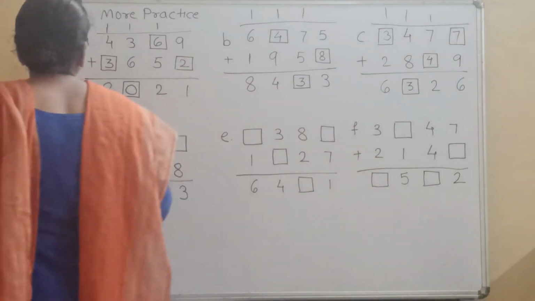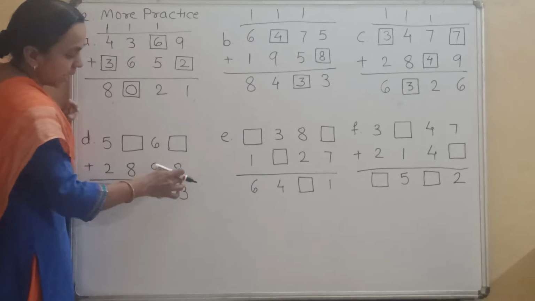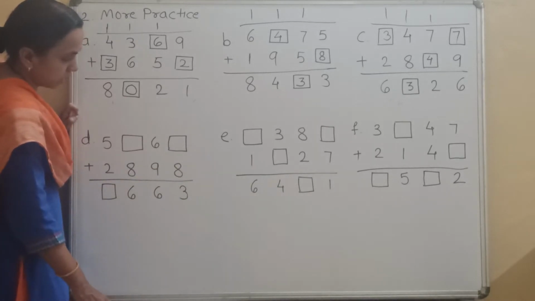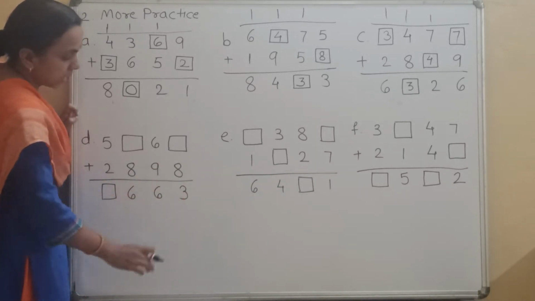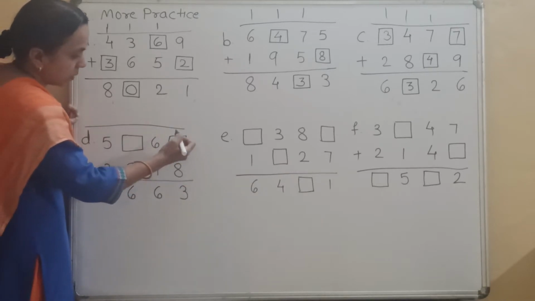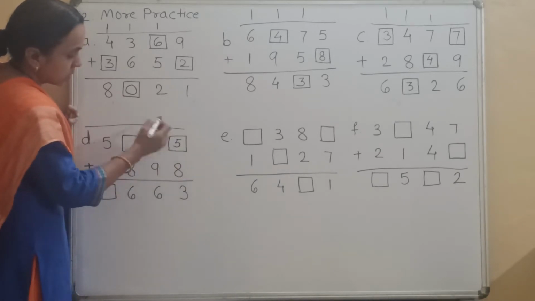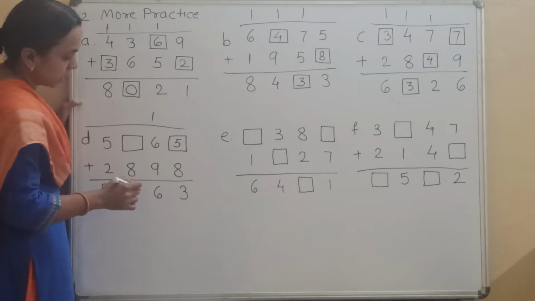6326. Now see D question. In 8, which number do we have to add to get the answer 3? 3 means 13, so we have to add 5. 8 plus 5 is 13, so our carry is 1.